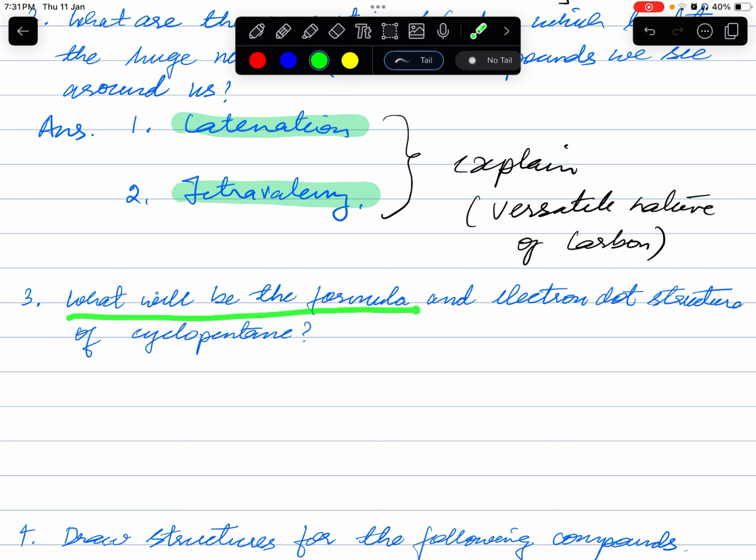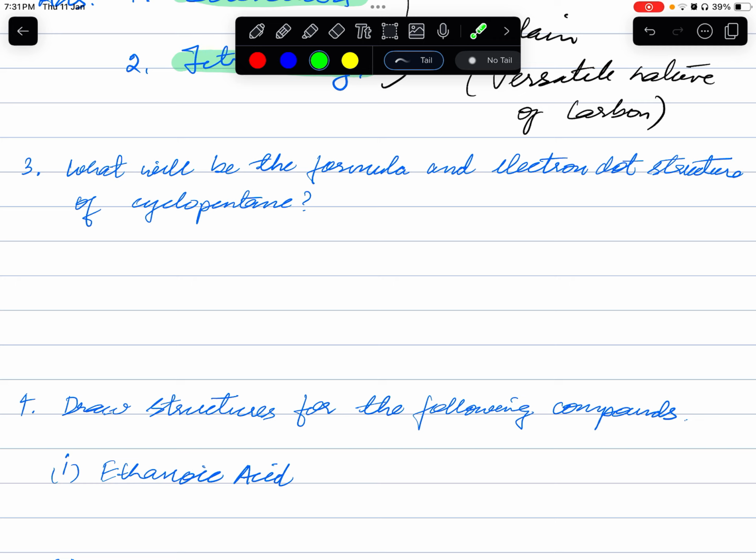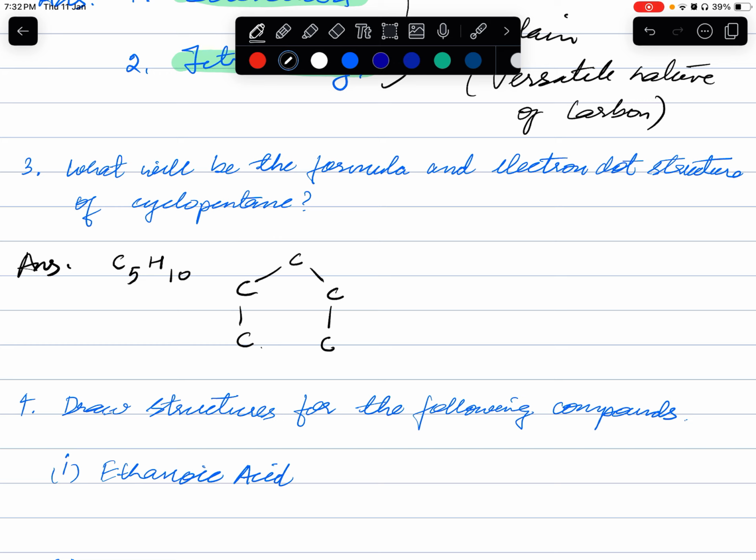What will be the formula and electron dot structure of cyclopentane? First, we will write down the formula, then we will show the electron dot structure. Cyclopentane: pentane means 5 carbon. It is C5H10. This is the molecular formula. If we draw the structure, it is like this: we have carbon atoms, and each carbon has two bonds with two hydrogen atoms.